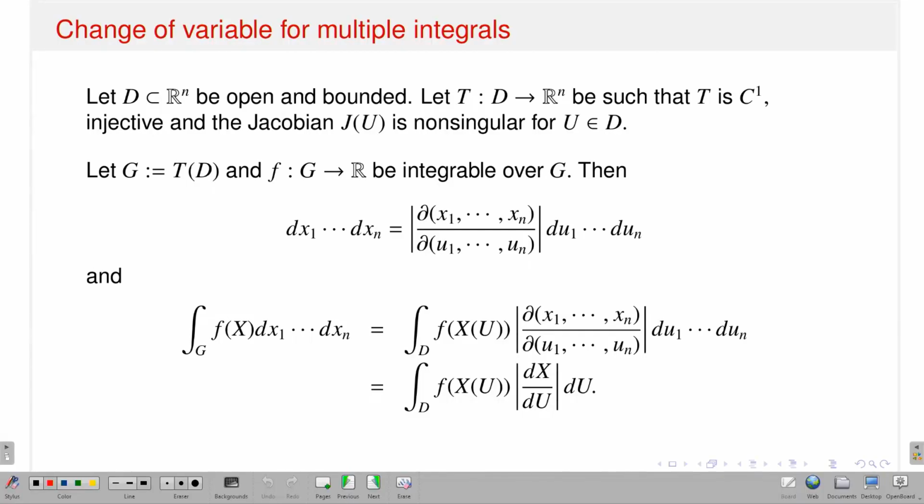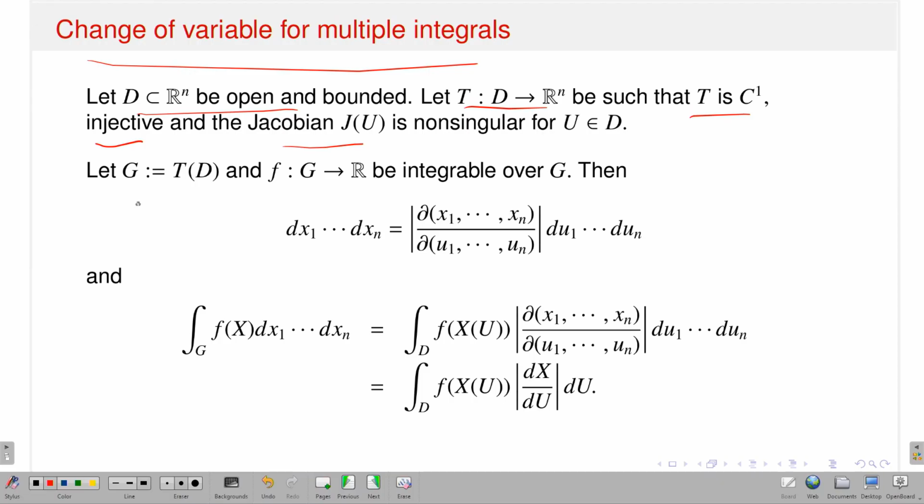As I said, in my last class I talked about the change of variable for multiple integrals. For n equal to 3, this is nothing but the triple integral. Let me recall the change of variable formula. If I have an open bounded set D in Rn and a transformation T which is C1, meaning the first order partial derivatives exist and are continuous, and which is injective, and at the same time the Jacobian of the transformation T at the point u is non-singular, meaning the determinant is non-zero.